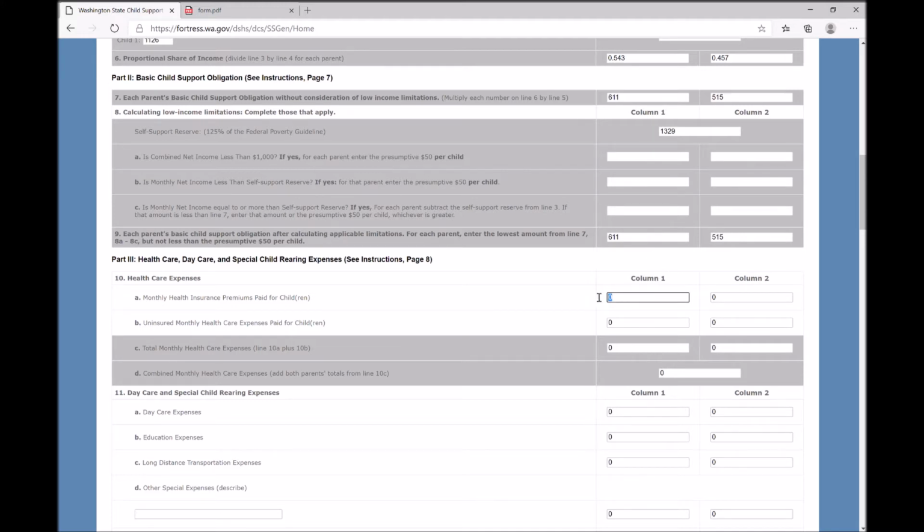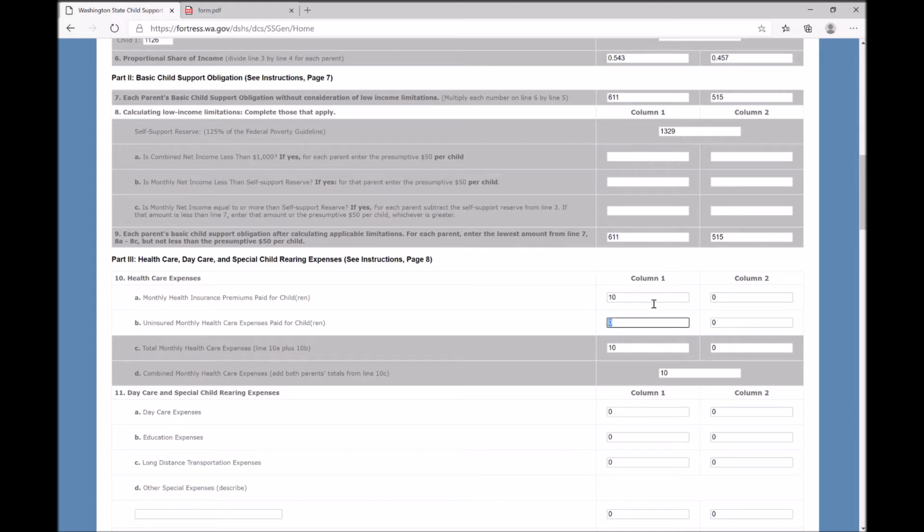Now let's look at other, basically you can call them deductions or credits. The monthly health insurance premium paid for the children. Suppose the father has an insurance plan with his employer in which he can include the child, and it's quite reasonable. Suppose all he has to do is pay additional $10 a month to add the child to his insurance at work. And since he does that, the mother does not need to do that, so the mother pays zero.